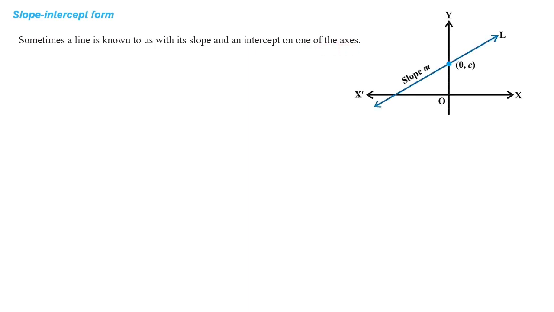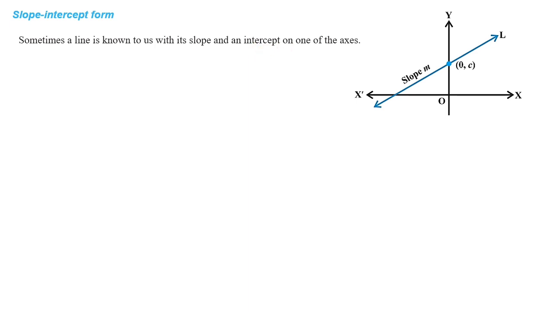Next is slope intercept form. Sometimes a line is known to us with its slope and an intercept on the y axis or the x axis. So let's see the diagram. Here there are some new words for us. Of course, slope we are familiar with, we will use the letter m. And now the new word is the intercept. Intercept means the line which is touching at any particular axis.